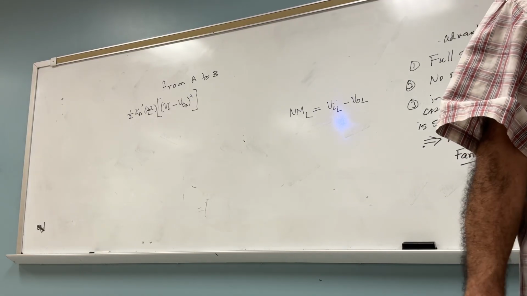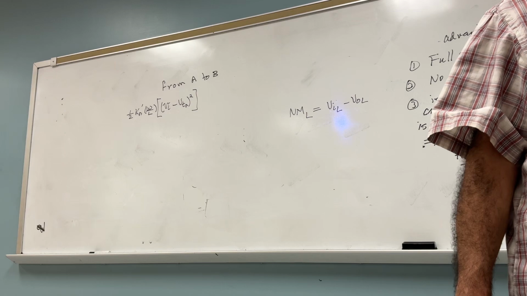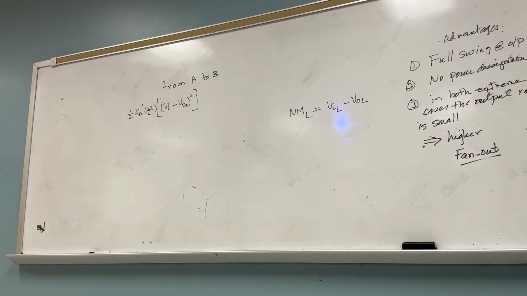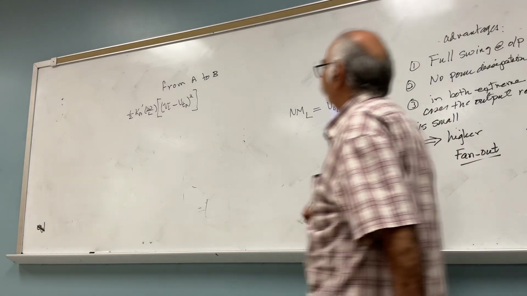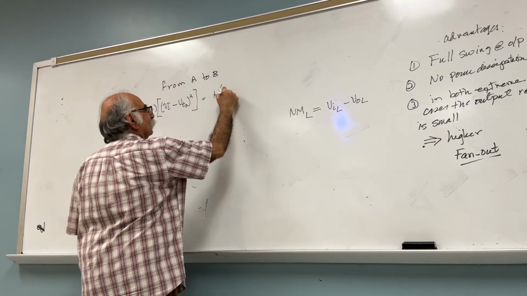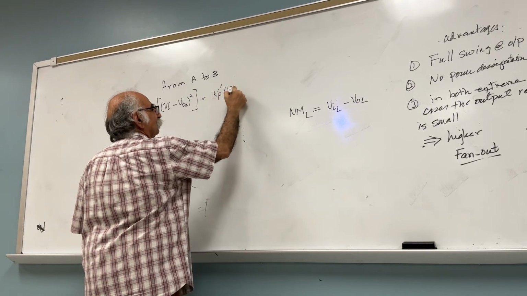Didn't I tell you to write these equations for saturation and for triode on a cue card, to have with you all the time? Now, do you agree that this is saturation for the NMOS? Yep. Now for the PMOS, can you show me the triode equation? I'm still waiting. KP prime, W over L, P.